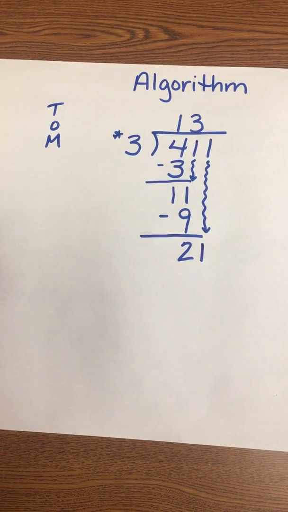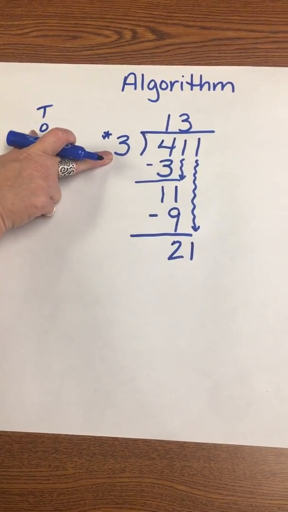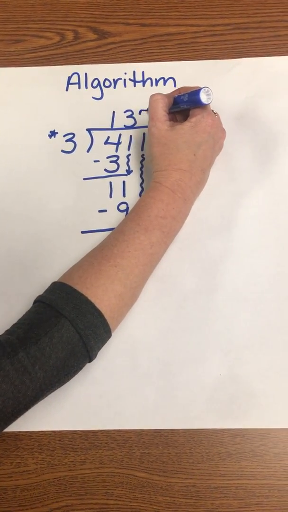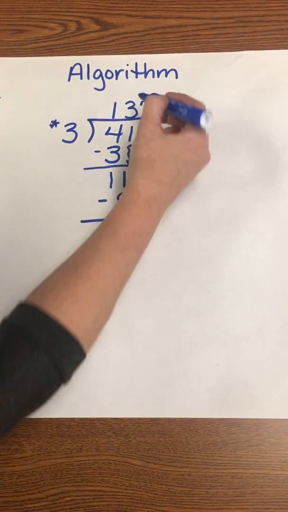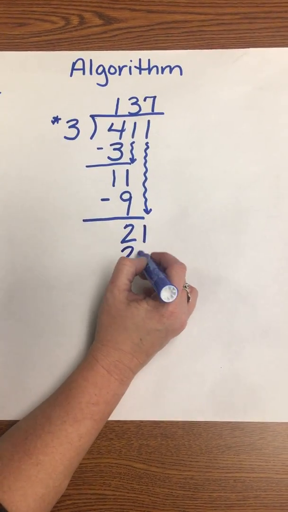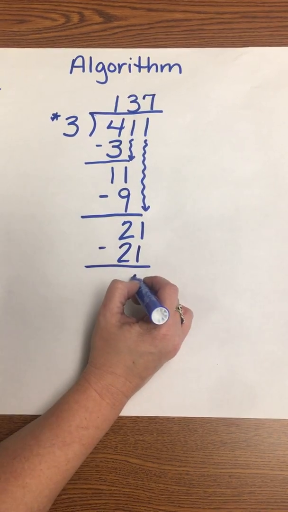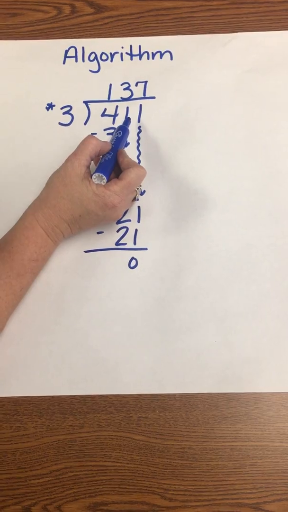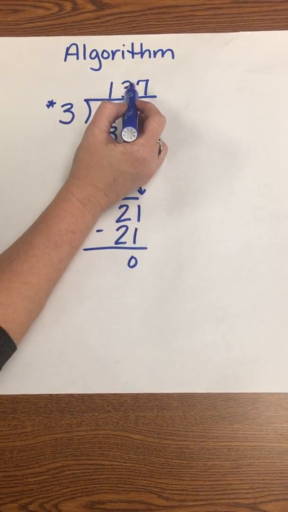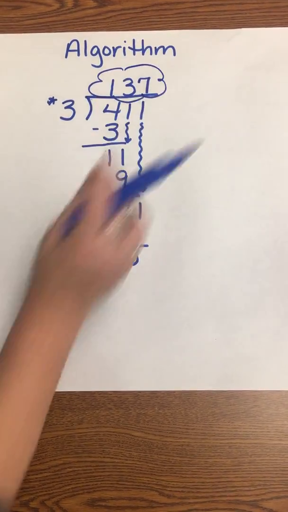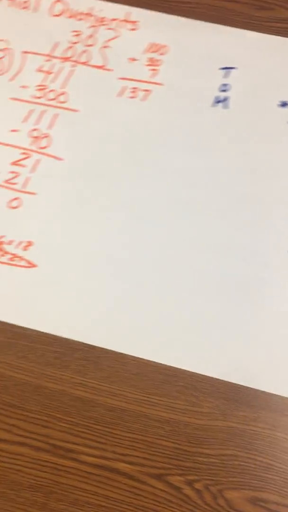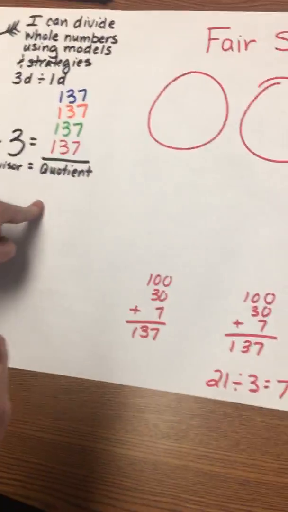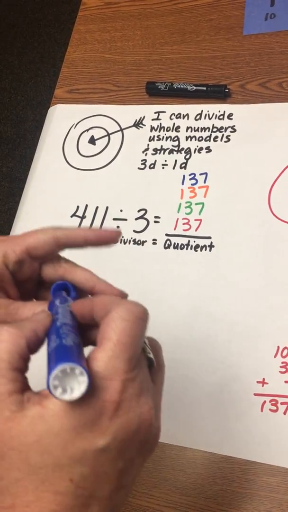I know that 7 times 3 is 21, and so I'm going to finish my fact family. I'm going to organize my math by putting my 7 in the ones place on the quotient line. 7 times 3 is 21. Finish it out, and I have a remainder of 0. That means that 411 divided into 3 groups gives me a quotient of 137. I just got 137 a different way. I am pretty mathematically confident that the quotient is 137.